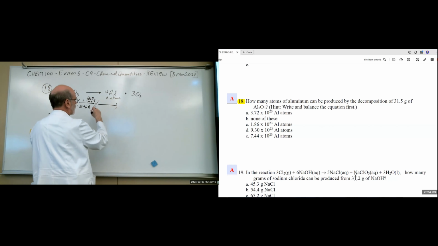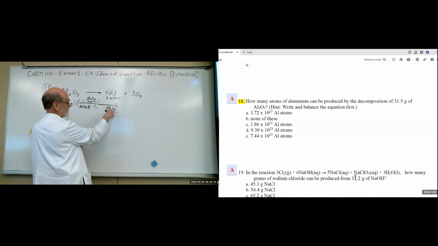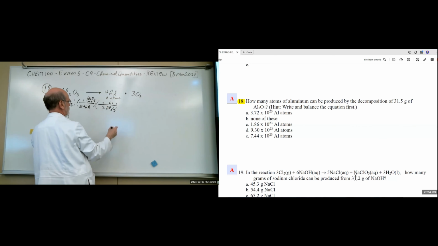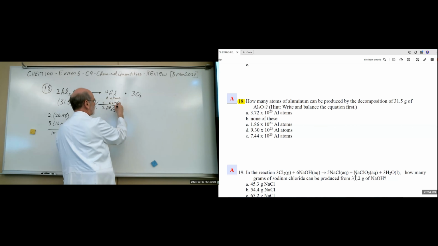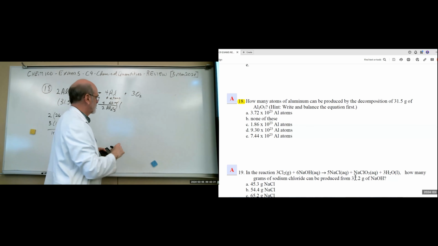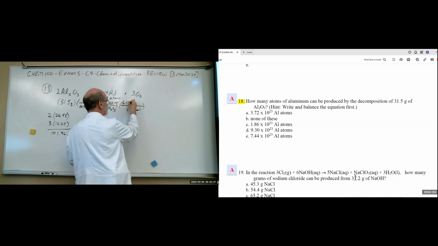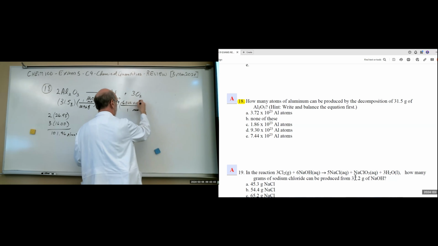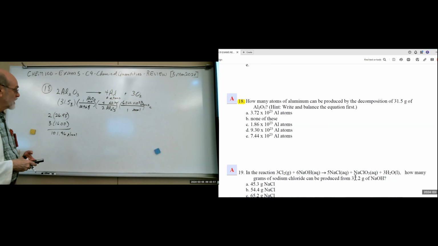But we want moles of aluminum. So we have 2 Al2O3 down here to cancel. And then we have aluminum here, and we need coefficients 4 and 2. That takes care of that. Now we want to convert moles of aluminum to atoms. So for every mole, there's 6.022 times 10 to the 23rd atoms. Avogadro's number. Okay, so now we can do that whole thing in one calculation.